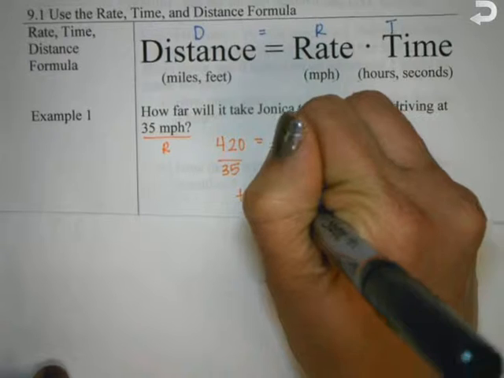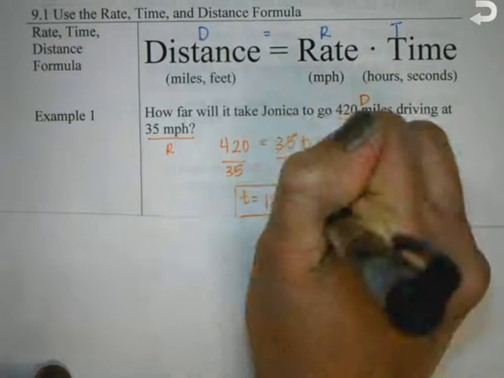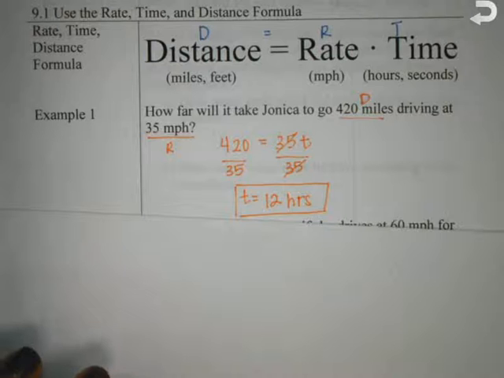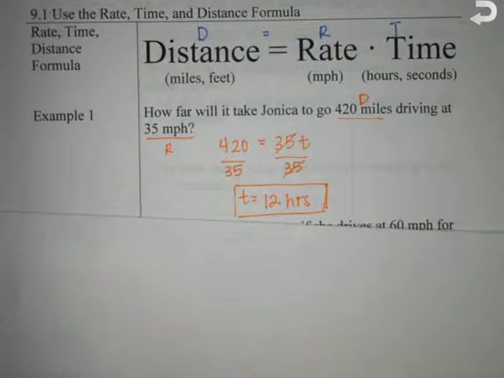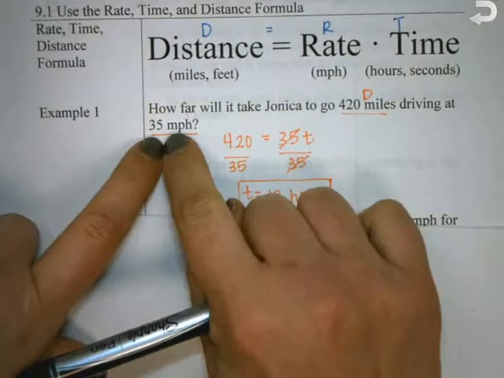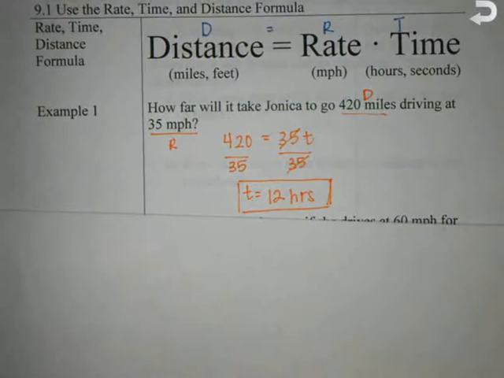Yeah. And that's it. This should be reviewed from pre-algebra. I'm just going to say that. Okay, so 12 hours. Questions so far? Well, because our units is 35 miles per hour, our time is going to be in hours. Our units all have to be the same. Okay, so let's look at example 2, guys.